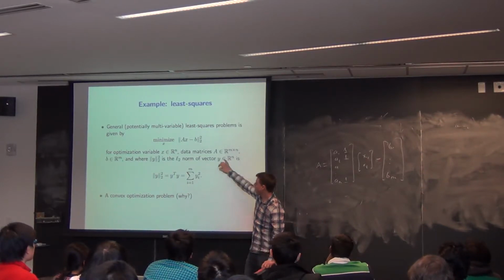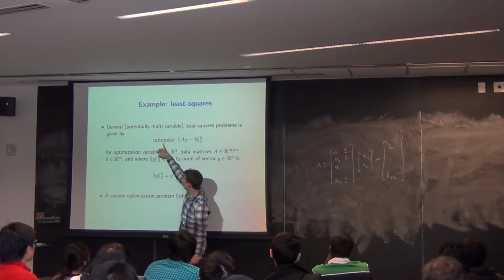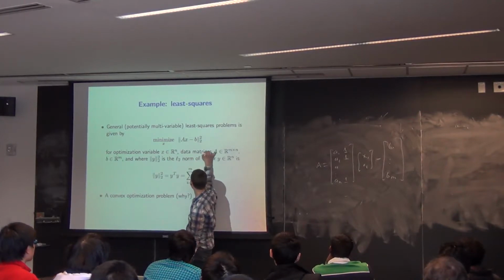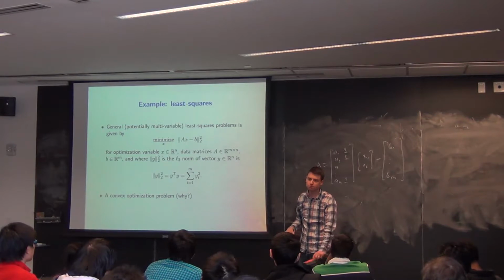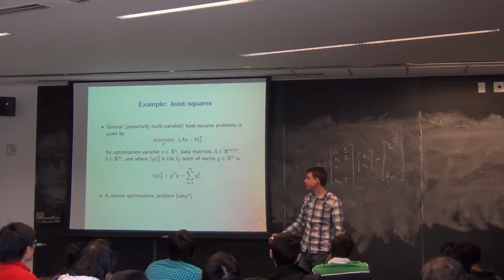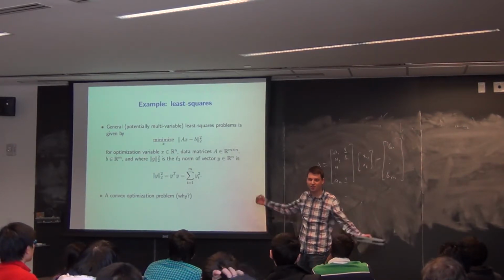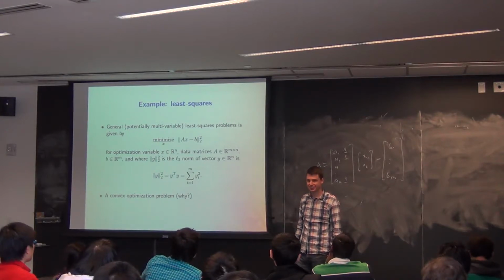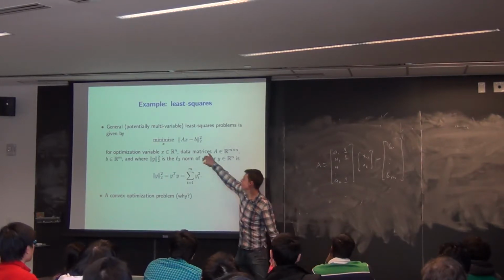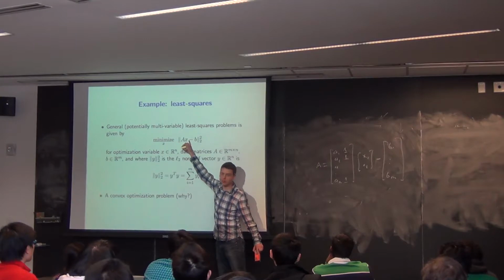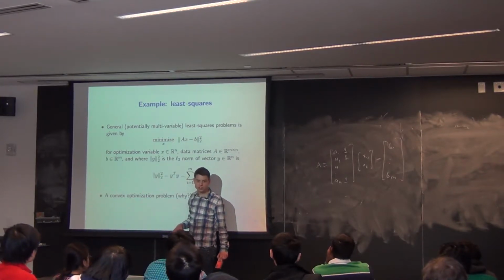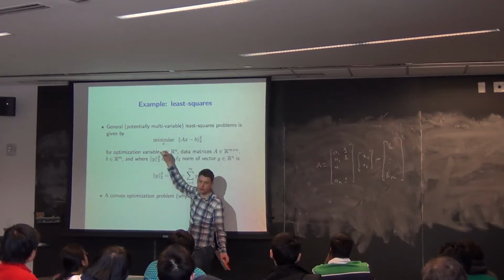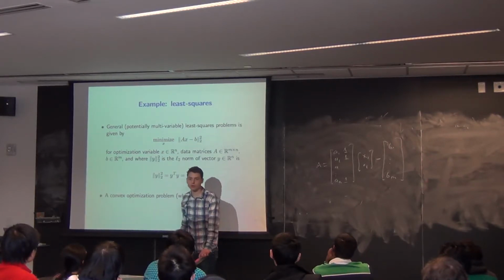So the optimization variable is x, and the data matrices are A and b. And this is a convex problem. Why is it convex? This is an affine transform of x, and we know that the squared L2 norm is a convex function, so the whole thing is a convex function, and there are no constraints here. So it's an unconstrained convex problem.